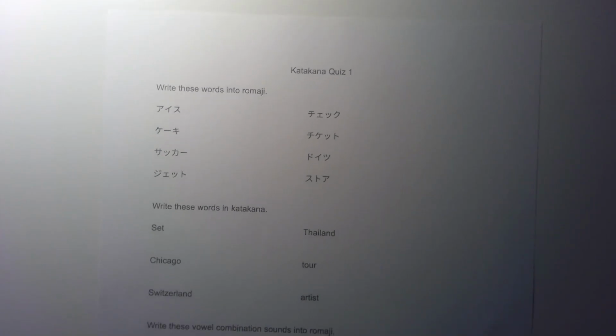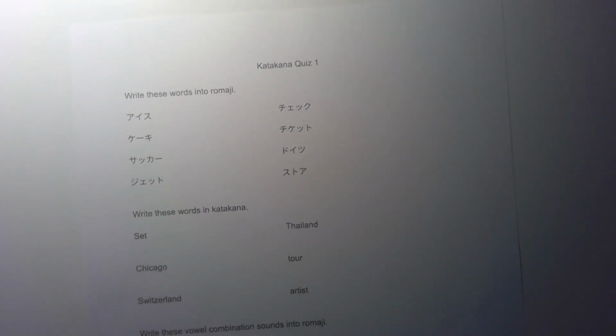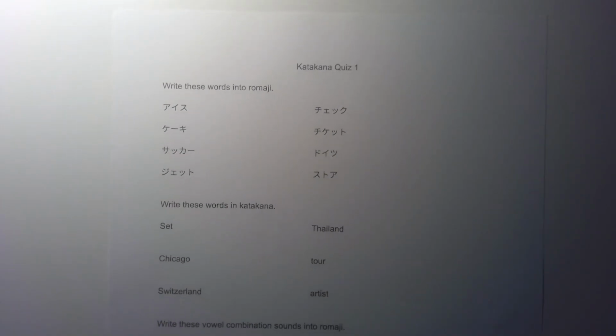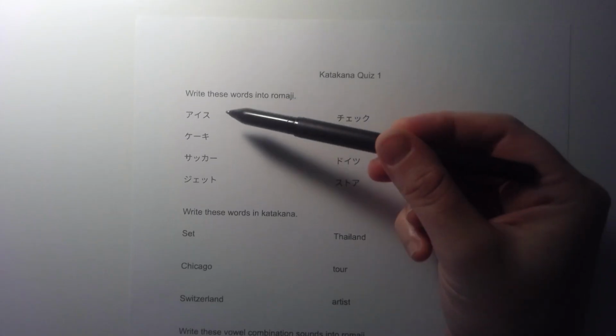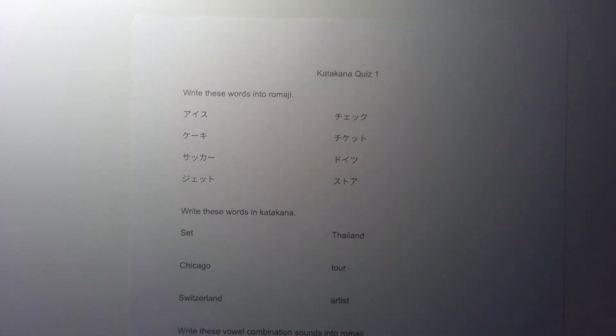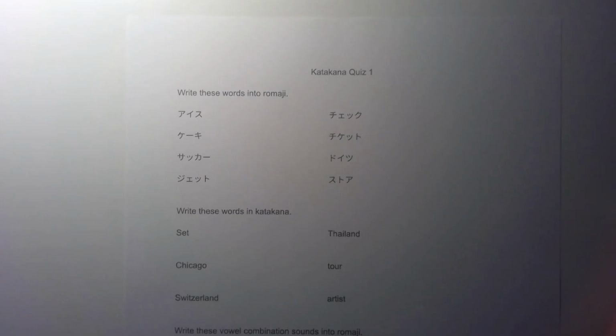Most of it is just words that I taught in my last lesson. So even though I discourage romaji, it's good for quizzing purposes, to show that you know what these are in Japanese. So this first word I didn't teach in the last lesson, but if you know the characters, you should know how to write it.